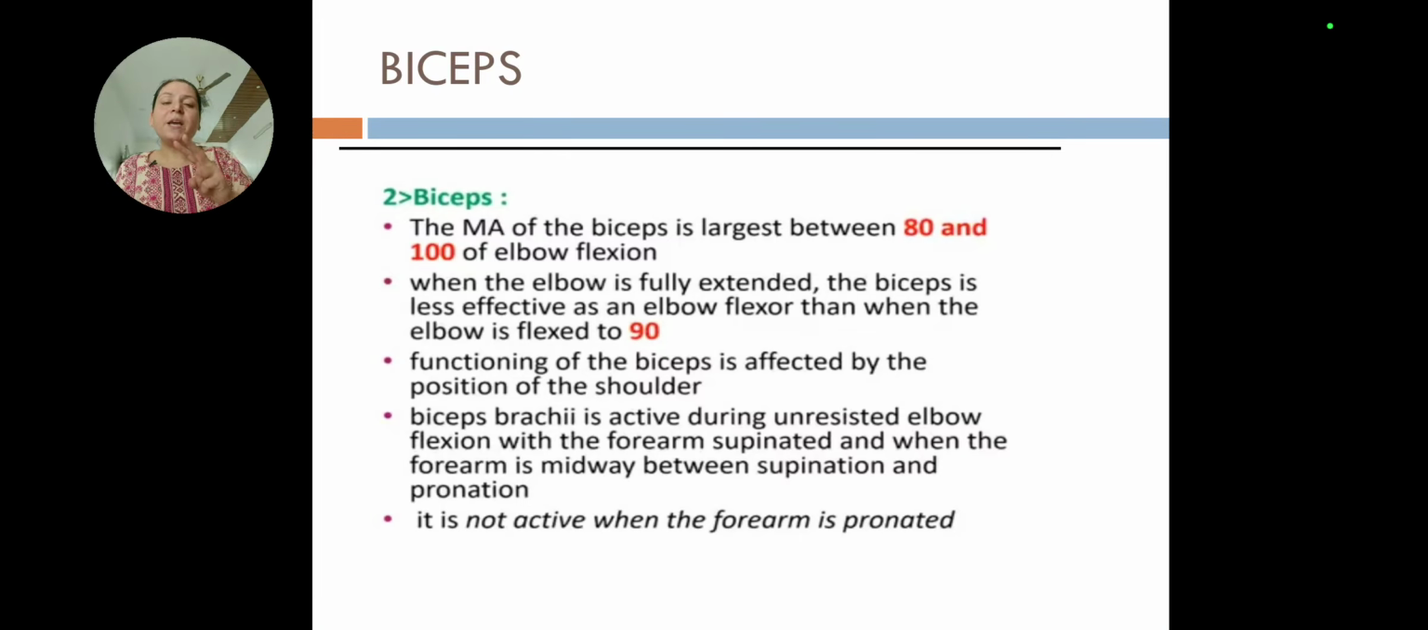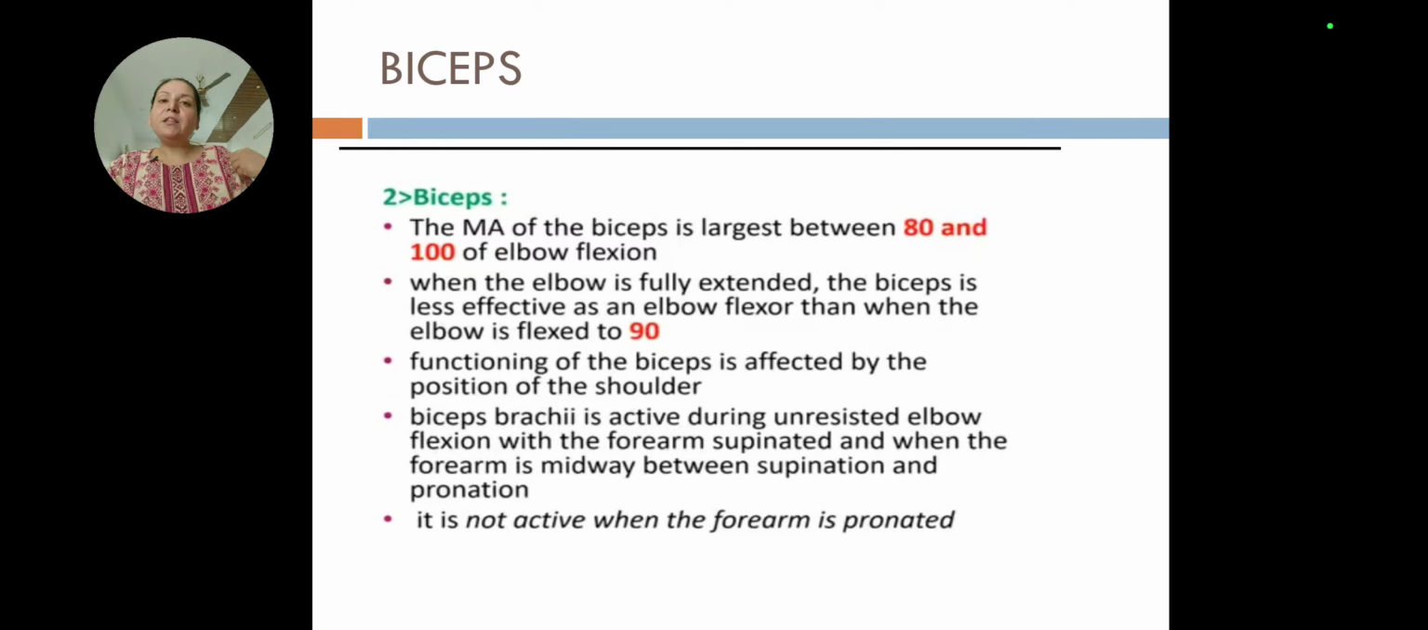The second thing to be kept in mind is that this position is affected by the shoulder position as well as the position of the forearm. So the biceps, since it is a mobility muscle, is affected by the shoulder position and the forearm position, whereas the brachialis was not affected by the shoulder position and forearm position. Fine. The biceps is affected by shoulder position and forearm position.